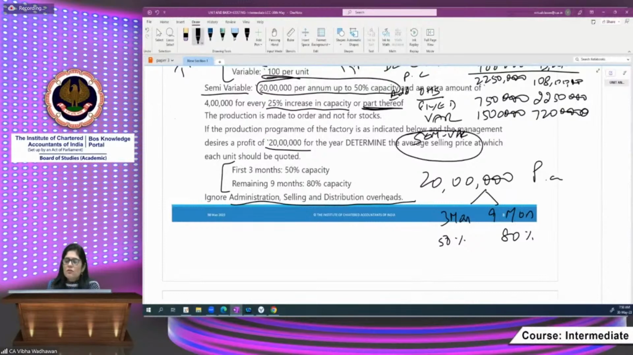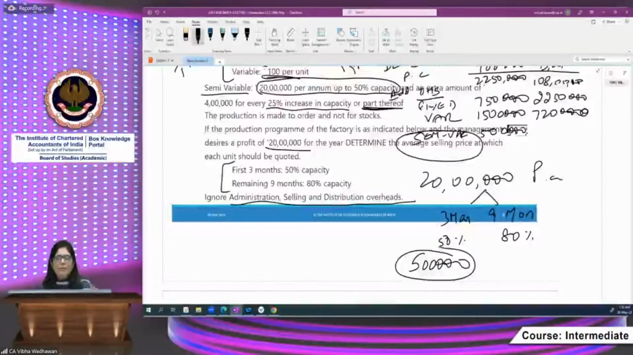Clear? So 20 lakh per annum for 50% capacity for 3 months. So 20 lakh into 3 divided by 12 comes to 5 lakh. Clear? So semi-variable under the first case will be only 5 lakh, because 20 lakh per annum is up to 50% capacity. So how much is for 3 months? 5 lakh.